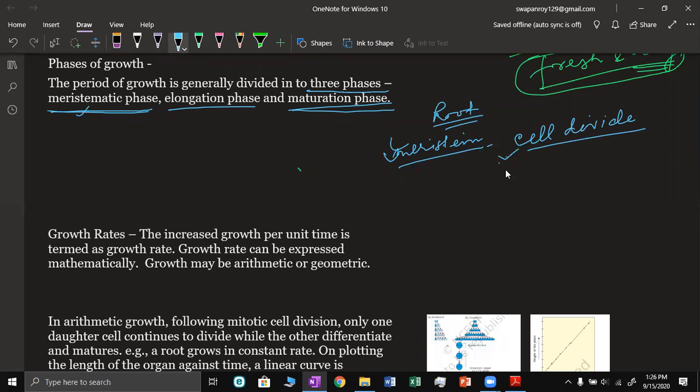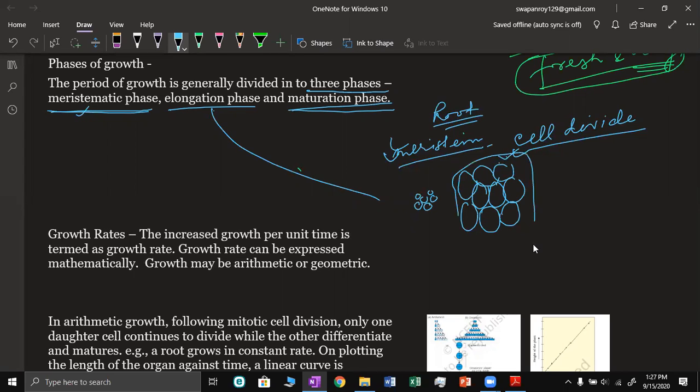Once the cells have divided and the cell number has increased, what happens? The newly formed cells are small, so after that the cells increase in their size. When the cells increase in size, the length of that organ also increases. This is called the elongation phase.